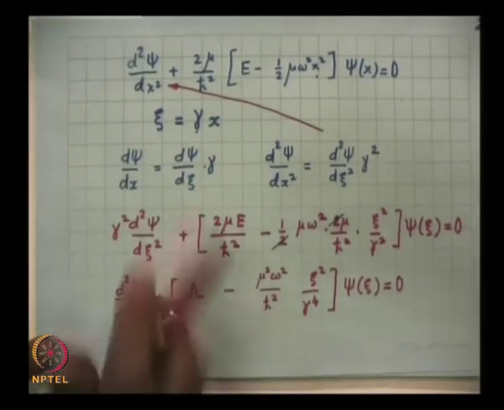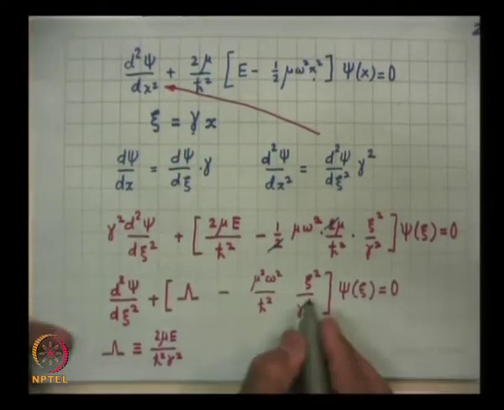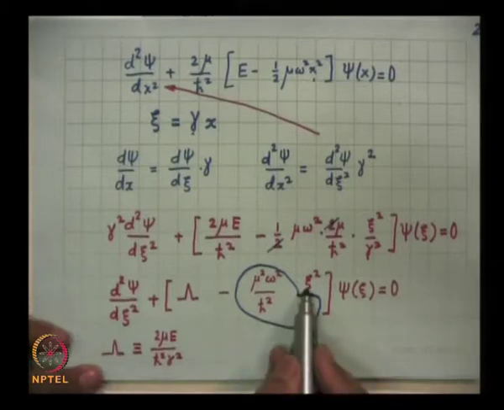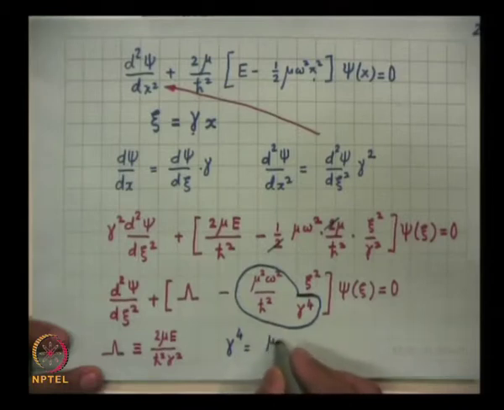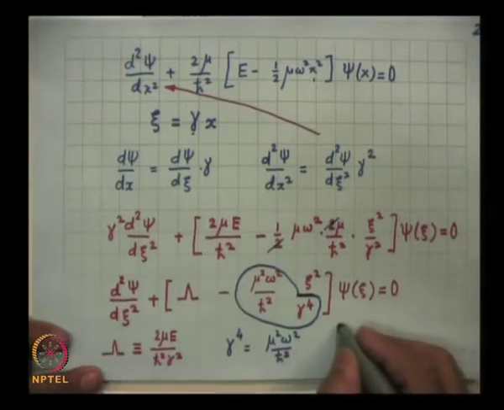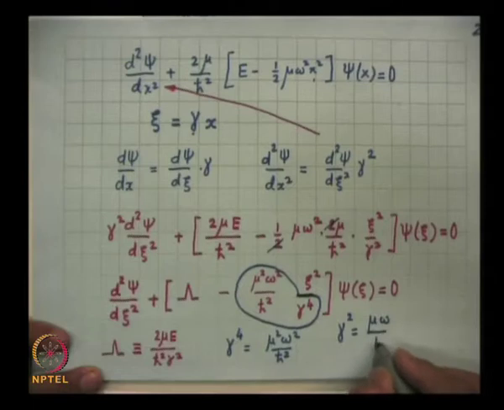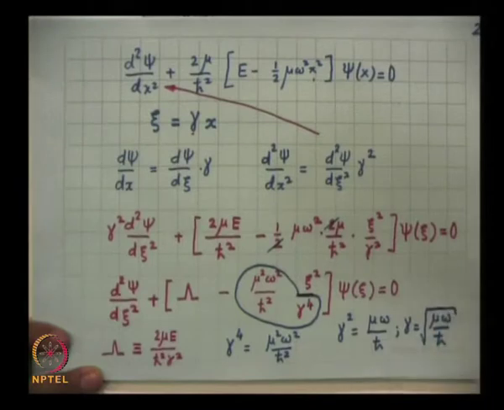I still do not know the value of gamma, I have not yet defined it. I now choose gamma such that this quantity is equal to 1, so that the coefficient of xi square is unity. So I choose gamma to the power of 4 equal to mu square omega square by h cross square. If I take the square root, I will get gamma square is equal to mu omega by h cross. This is the definition of gamma.